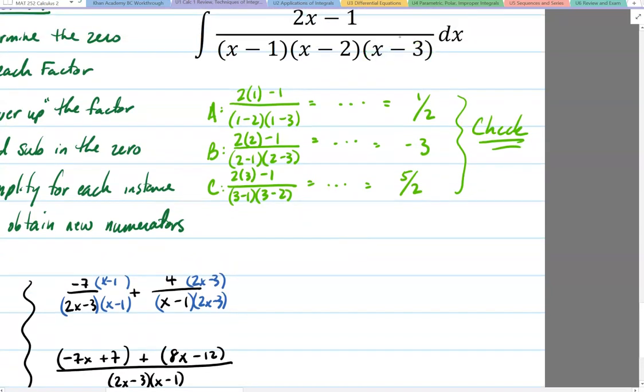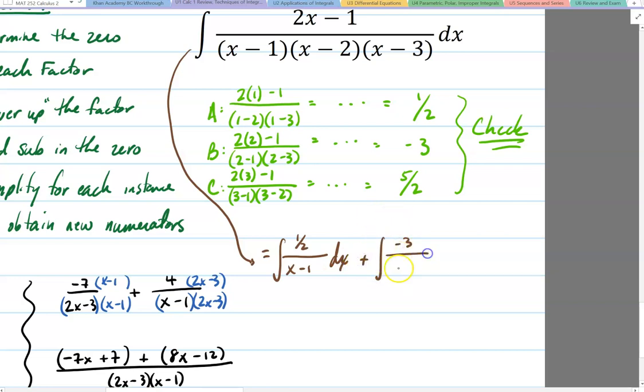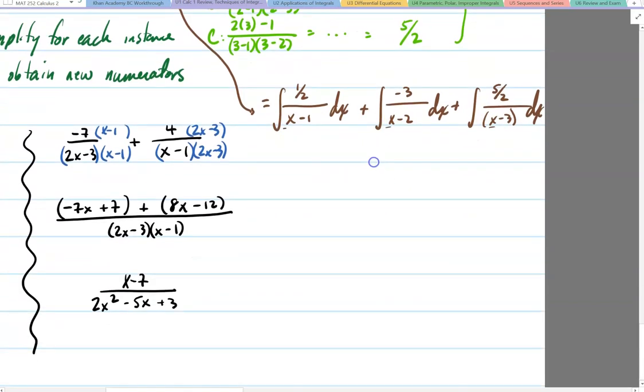Now, having these 3 new numerators, we're able to rewrite our antiderivative in a slightly different form. So we'll jump from here down to here now. We've got an integral of 1/2 over x minus 1 dx plus the integral of -3 over x minus 2 dx plus the integral of 5/2 over x minus 3 dx. Each of these denominators is really nice to integrate because the coefficients are just 1.